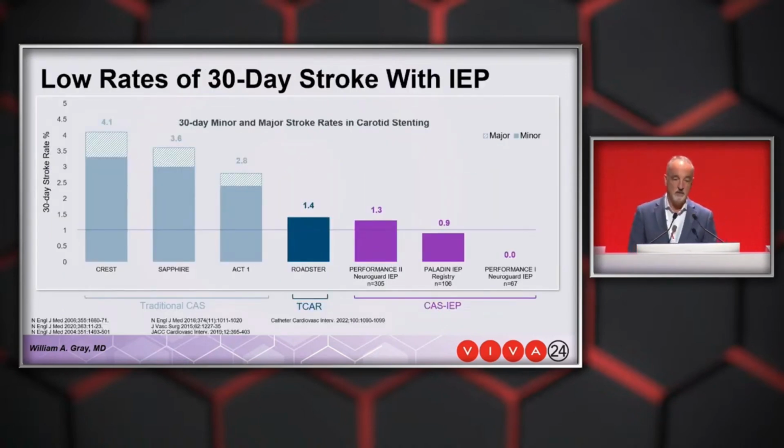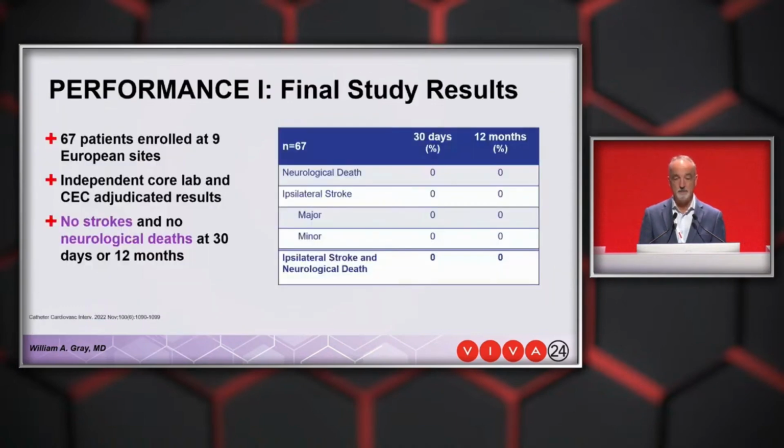We've seen in the prior study, the Performance 1 data set, the lowest rates of stroke in a small data set of 67 patients, and in the Performance 2 data set with over 300 patients, the 30-day data show very low rates of complication at 1.3%, intention to treat major and minor stroke, all of which, by the way, were minor strokes. There were no major strokes in any of these studies.